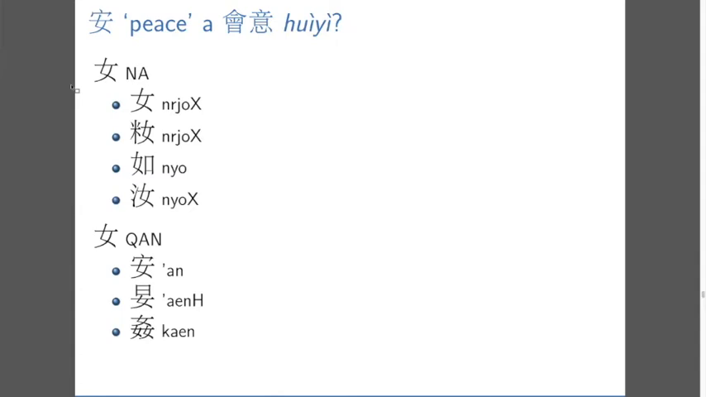Well, not necessarily, because in fact there are two xiésheng series that use this phonetic. One with na-like readings and one with on-like readings. So it's perfectly fine to say just that the semantic in peace is roof and the phonetic is woman.